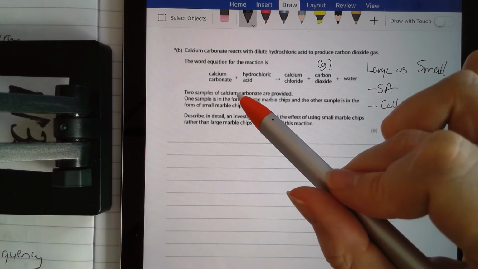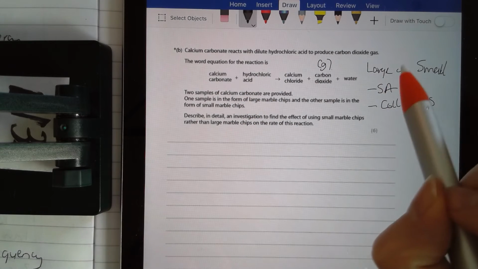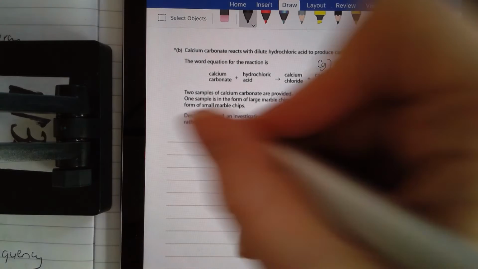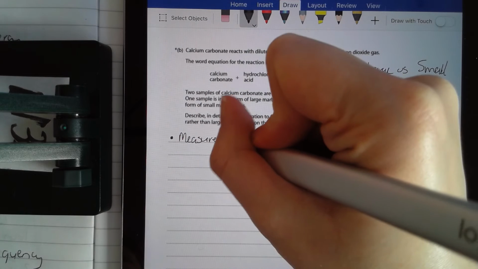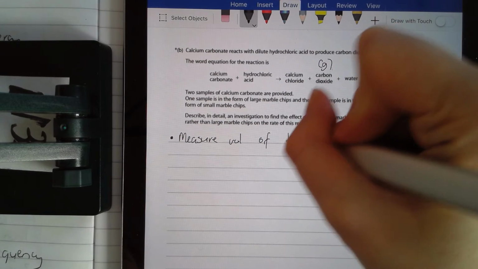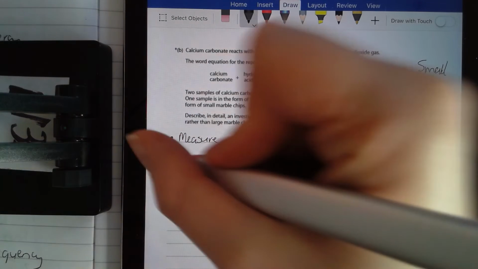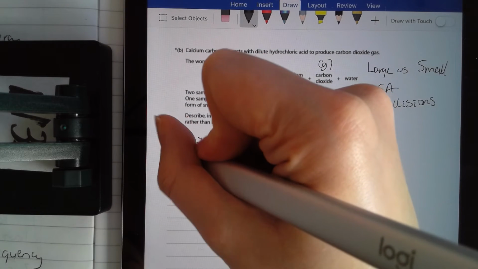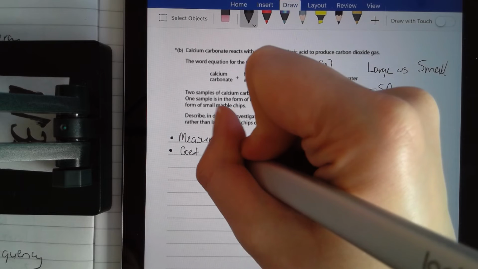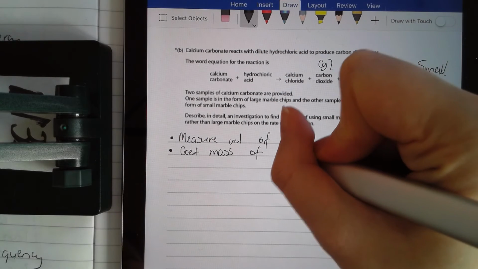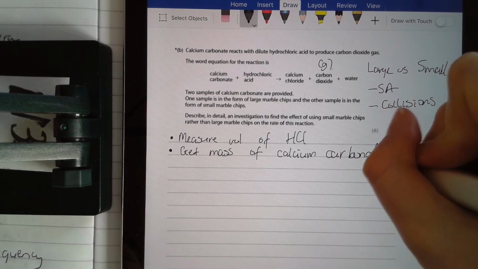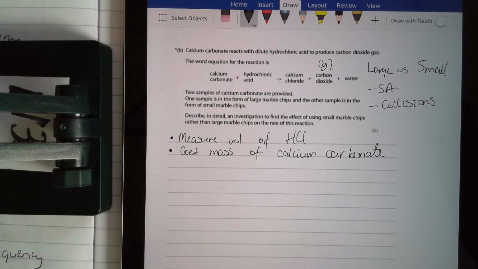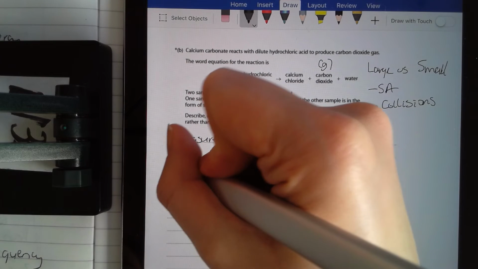and when I'm doing this, the only thing I want to change between reactions is the size of the marble chips. Everything else is going to be the same. So I'm going to say, measure volume of HCl, okay, because I want to make that consistent each time. And I'm going to say, get mass of the calcium carbonate, because I'm going to change the size of the calcium carbonate chips, but I'm going to use the same mass each time. So they're going to be consistent. Mass of calcium carbonate, mix them together.